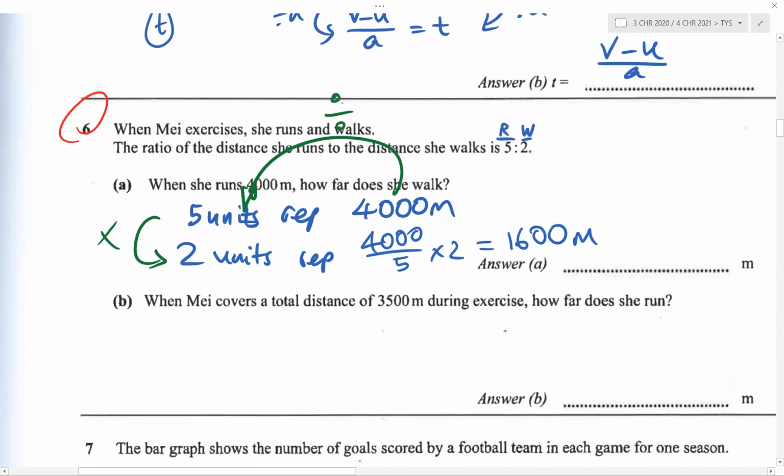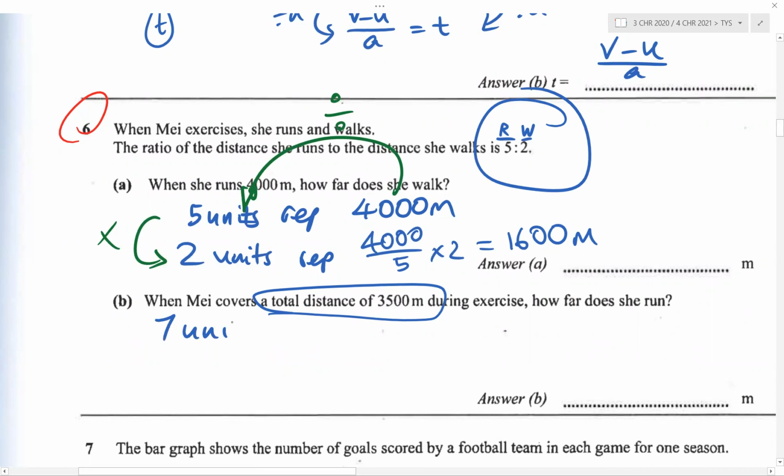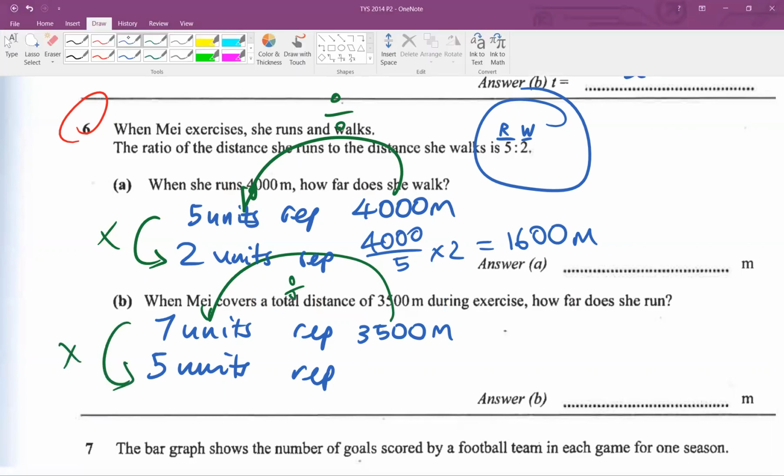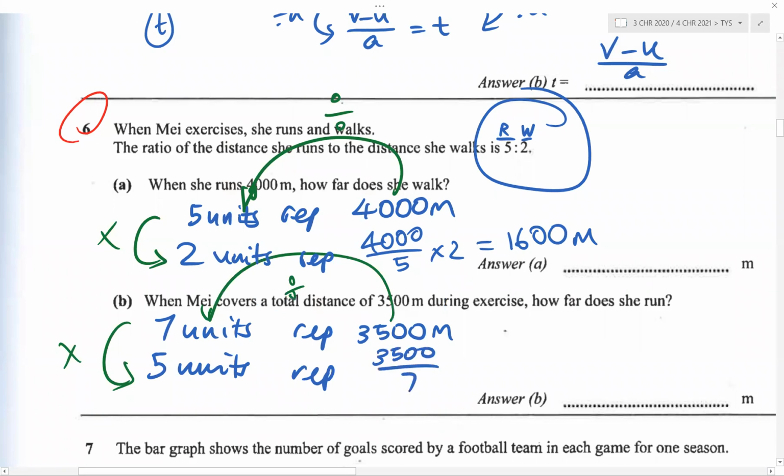When she covers a total distance of 3,500 during exercise, how far does she run? So this is a separate question. Total distance, but the ratio is still 5 to 2. So 7 units now represents 3,500 meters. How far does she run? Running is 5 units. 5 units represent. So same arrows again. Divide, times. 3,500 over 7 will be 500, times 5. 2,500.